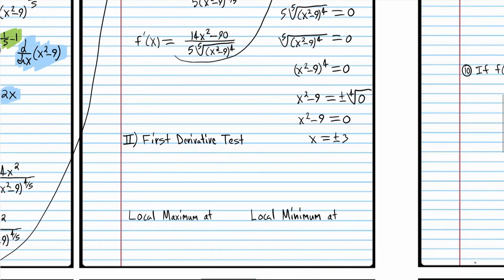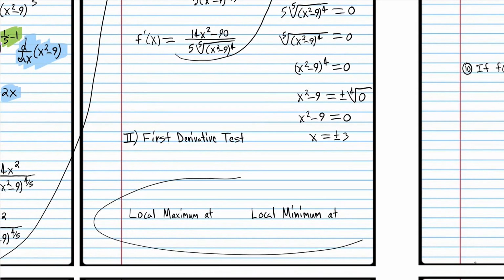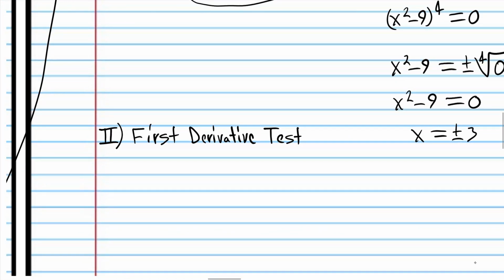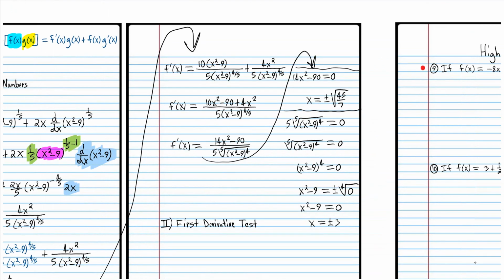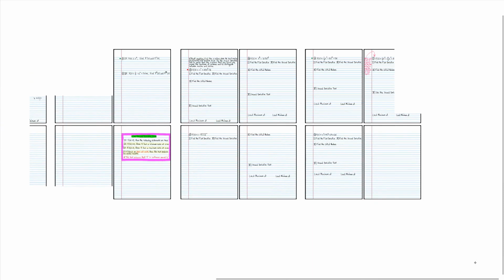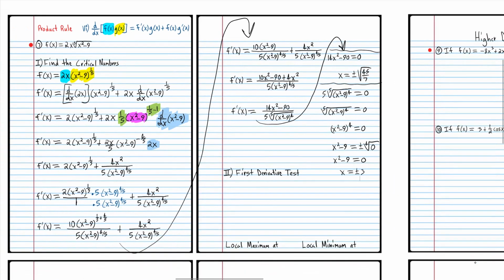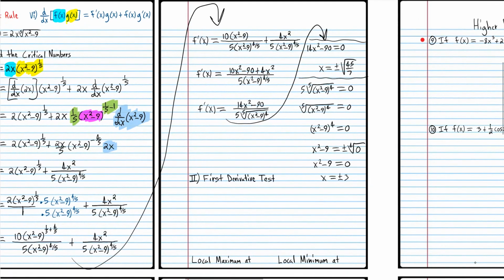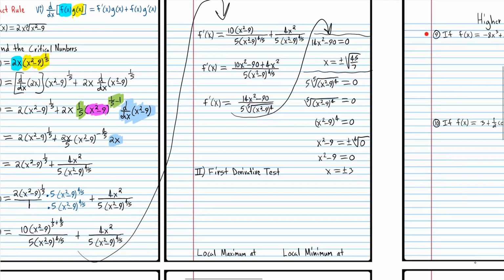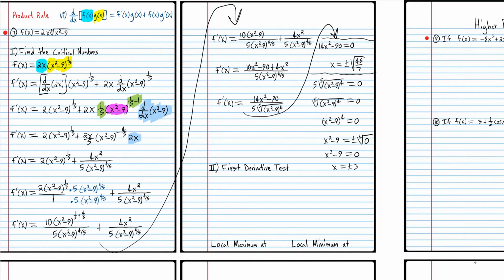So now we're going to use the first derivative test. So let's find the easiest form of the derivative, because we're going to have to test the sign of the derivative, and I guess this form up here is probably the easiest form.